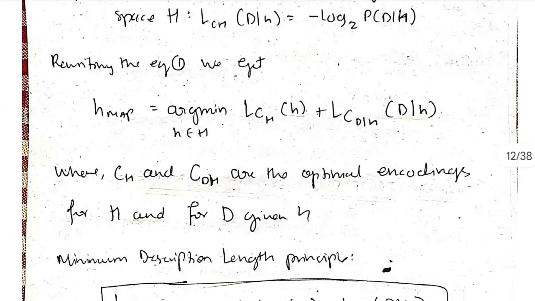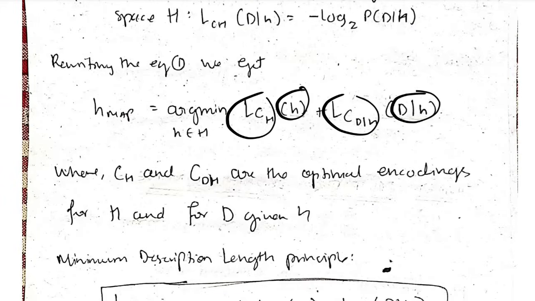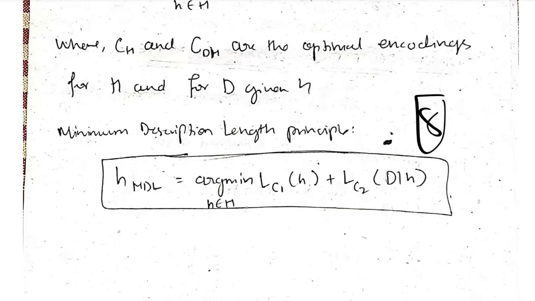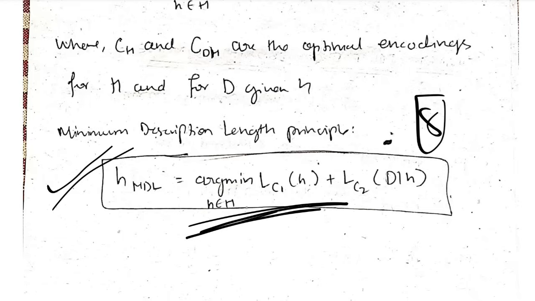So what we get is arg min of L_C_H of H plus L_C_D|H of D given that H has occurred, where these two are the optimal encodings. This is all you have to write for the derivation, and you can easily get 8 marks. This is the final value which you have to write in the similar form.